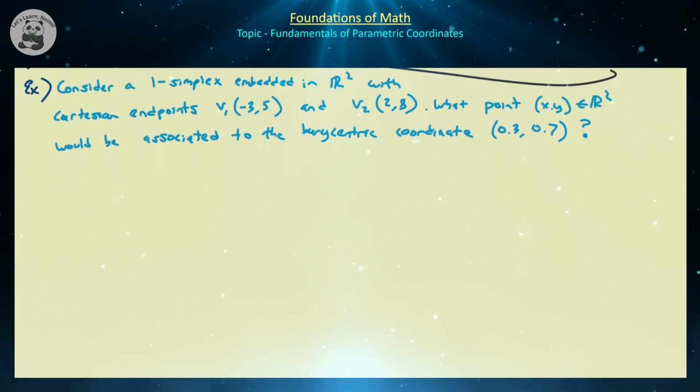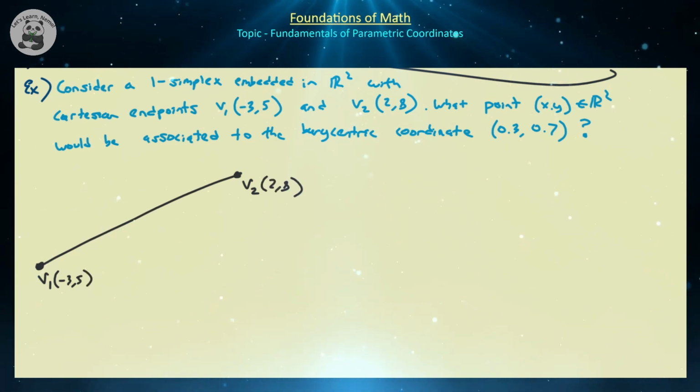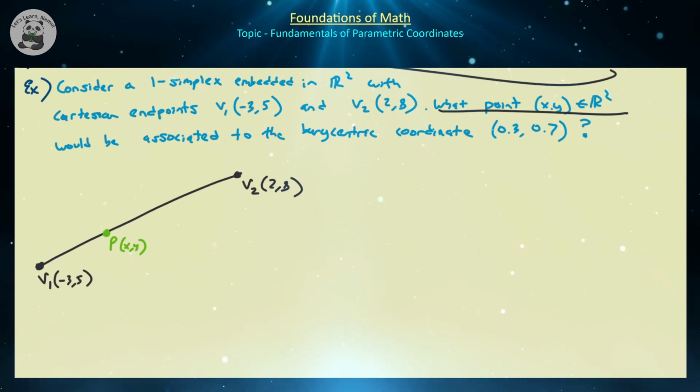So what is exactly this problem talking about? Let's just draw a picture. What we have here is some vertex V1 that's located in R2, and some other vertex V2 that's also located in R2. In particular, this is (-3, 5) in xy coordinates, and this is (2, 8) in xy coordinates. So what we are looking for here is some point in R2. Let's assume that this is our point P that we're looking for, also in R2, such that the distance from V1 is just 30%, and the distance from V2 is 70%. So that means we're really far from our V1 and we're really close to our V2 point.